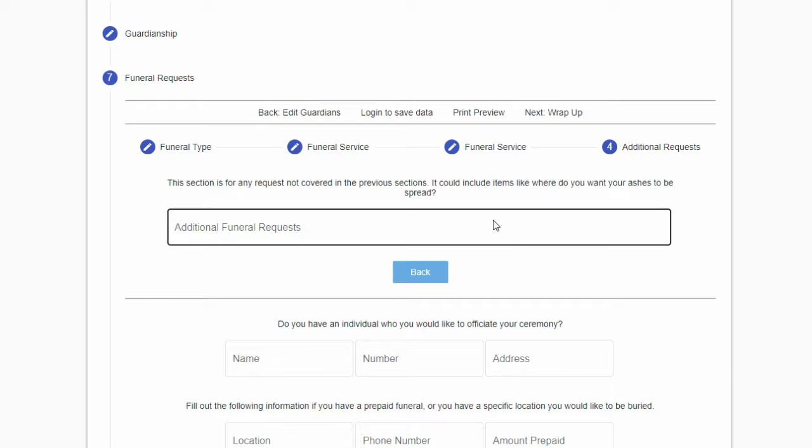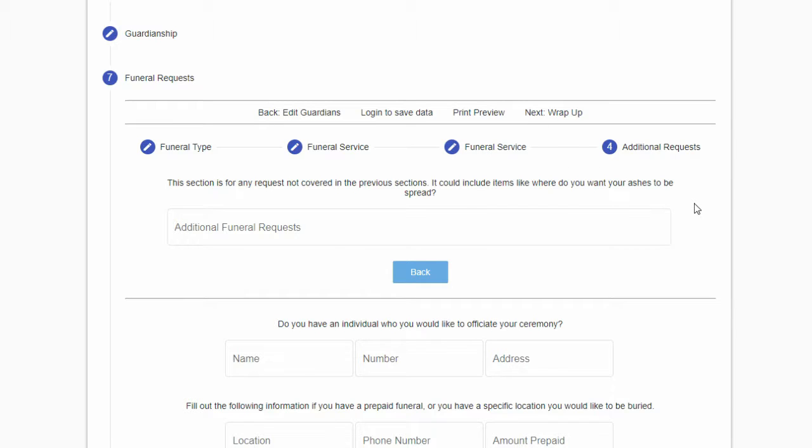This is a section where you can put it in. If you don't have anything, you can leave it blank. It just won't show up, and that's perfectly fine. These things aren't super necessary if you don't have anything in mind already. Do you have someone you want to officiate your ceremony?